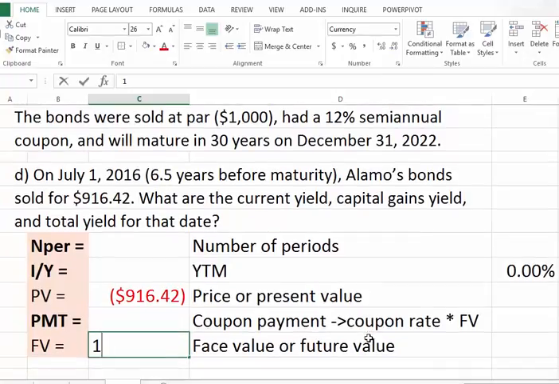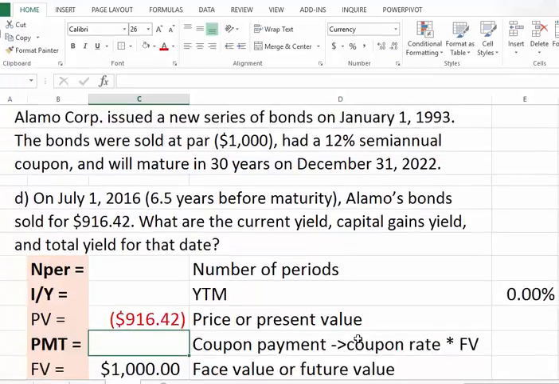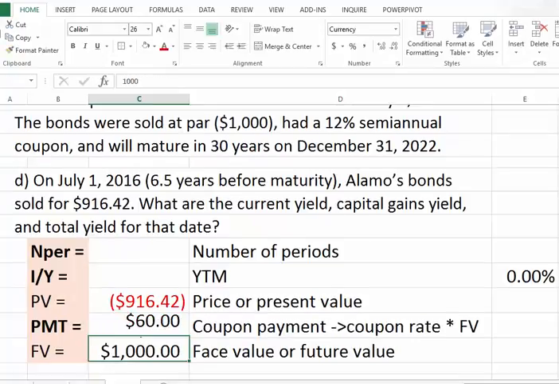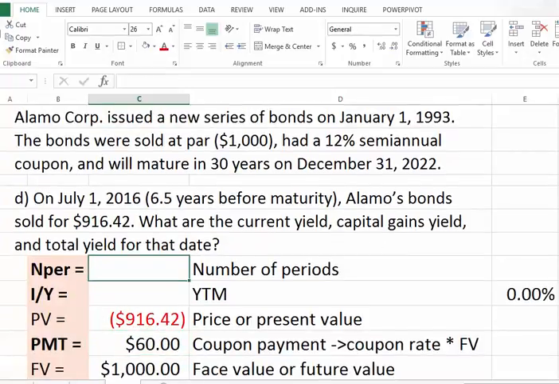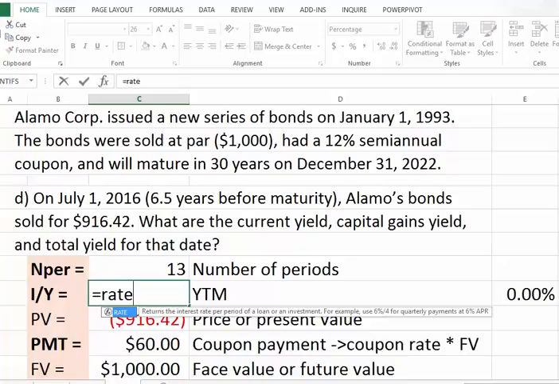And we know that the bond's original face value was 1,000, and then the payment, since this is a semi-annual bond, was the coupon rate times 1,000, but then we need to divide by two, because the annual coupon is 12%, two semi-annual periods in a year. And then we have 6.5 years to go before maturity, and this is 6.5, but this is semi-annual, so in essence we have 13 payments still to go. And the question is, what's the current yield, capital gains yield, and total yield?